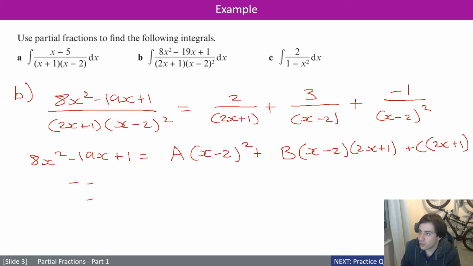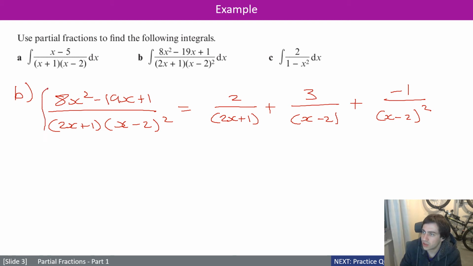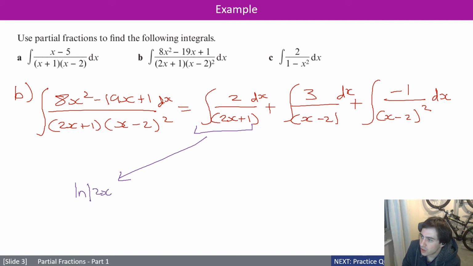Okay, so we've done our step 1, we've done the partial fraction component, and now we are going to start integrating things. So I want the integral of this, which is the integral of that, which is the integral of that, plus the integral of that. This first one over here, the derivative of 2x plus 1 is 2. That's exactly the same as the top, so that's very convenient. We get ln of 2x plus 1.